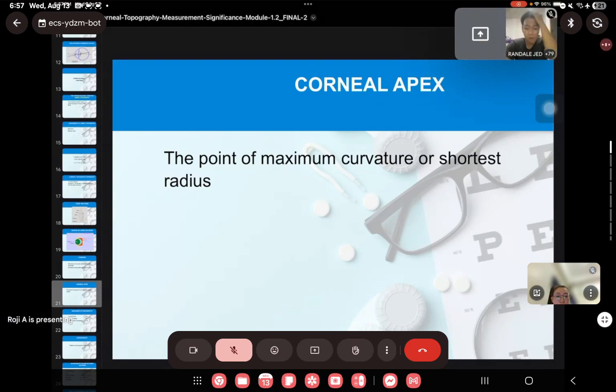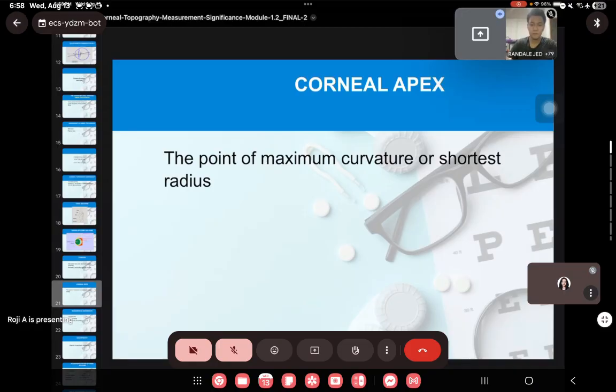All right. So, where is it flattest? It's the periphery. Where is it more curved? It's your apex, correct? Which is the shortest radius. That's why, remember in radius of curvature, the lesser the value, the more curved it is, correct? The greater the value, the flatter it is, correct?